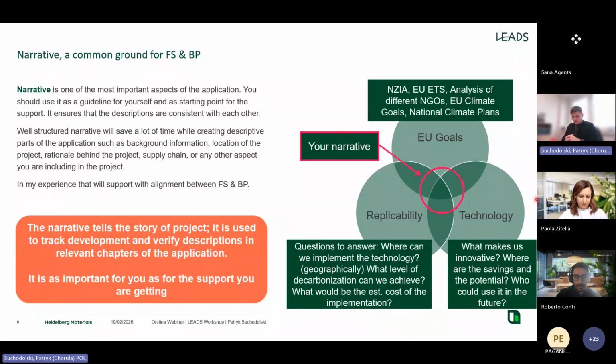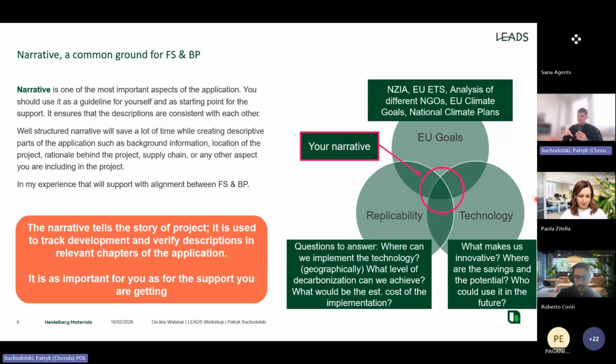Today we have touched a little bit on the narrative. I believe the narrative is one of the most important aspects of your application, because it tells the story of the project. It is used later on to track development and verify the descriptions of the relevant chapters of the application.